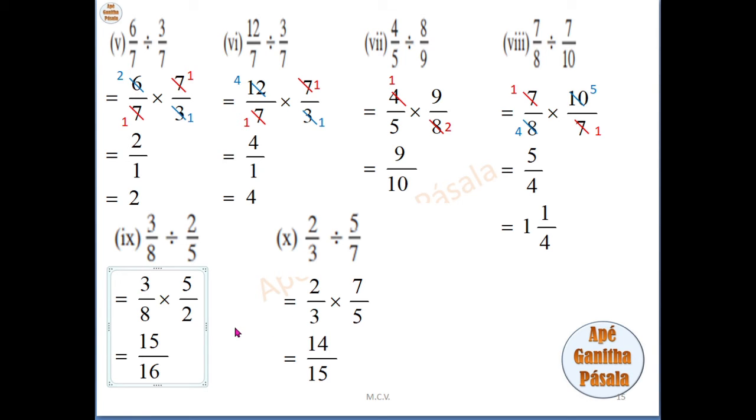3 into 5, 15. 8 into 2, 16. 15 over 16 is the answer. Next one. 2 over 3 divided by 5 over 7.